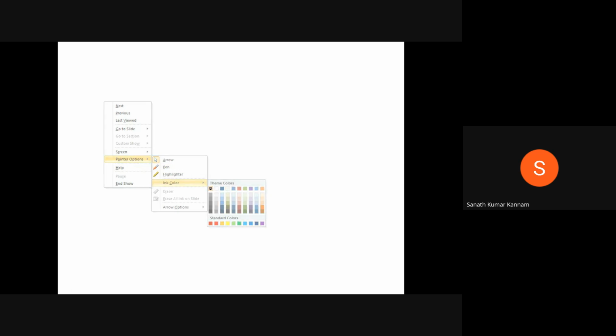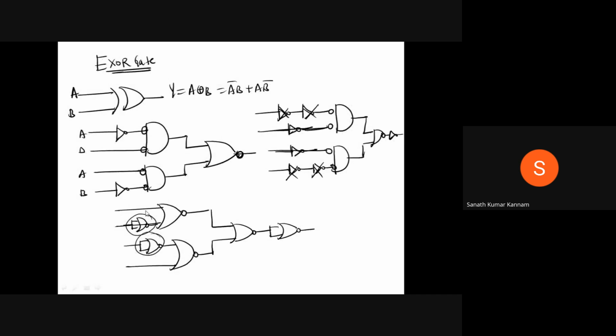How will I rearrange the circuit? Here you see, from here I will get both XOR and XNOR. So I am doing XOR. I will combine these two and rearrange the circuit. So how will I rearrange the circuit?